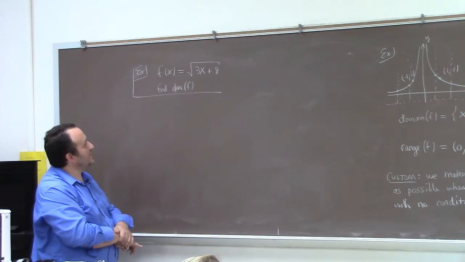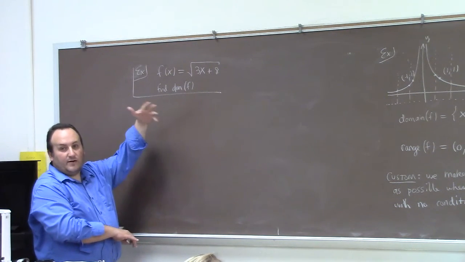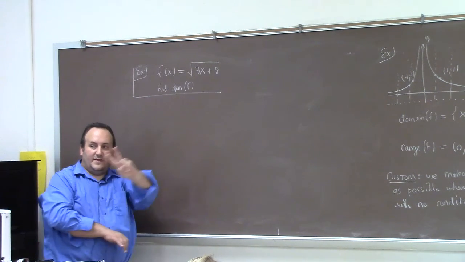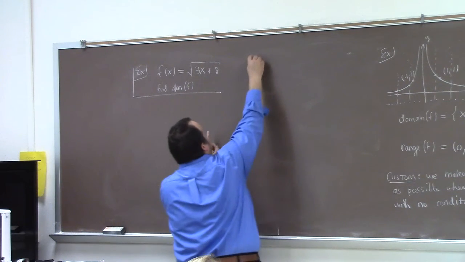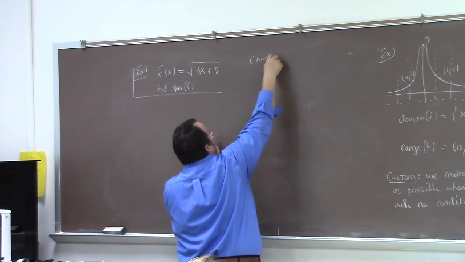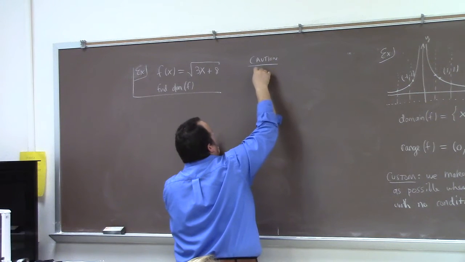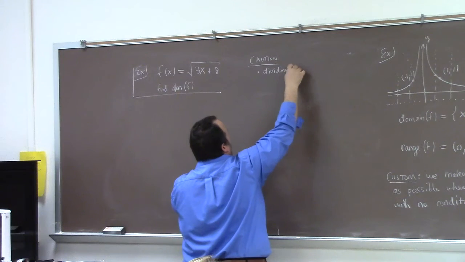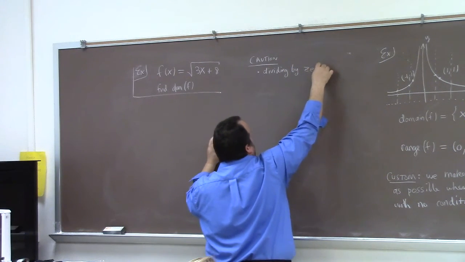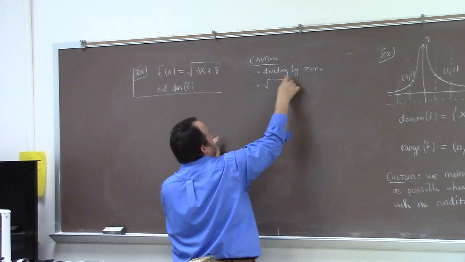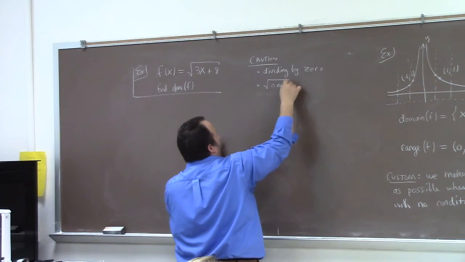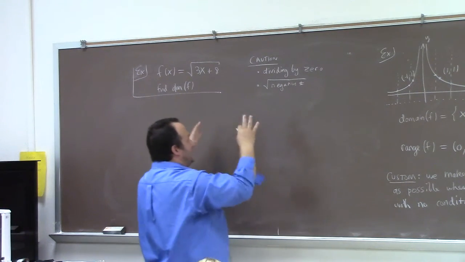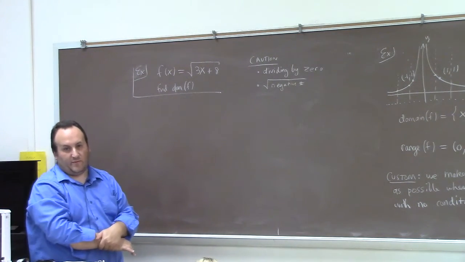So what we need is for this formula to make sense. How can we make the formula make sense? There are basically two things we've got to avoid. Two cautions: one is dividing by 0. This is bad. The other is the square root of a negative number. Those are the two major things we're avoiding in our formulas.